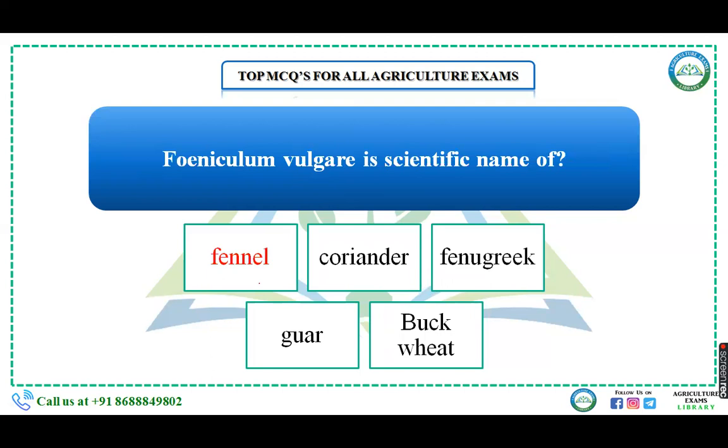Foeniculum vulgare is the scientific name of fennel, coriander, fenugreek, guar, buckwheat. Then Foeniculum vulgare is the scientific name of fennel.